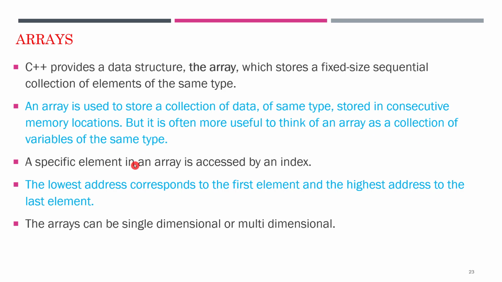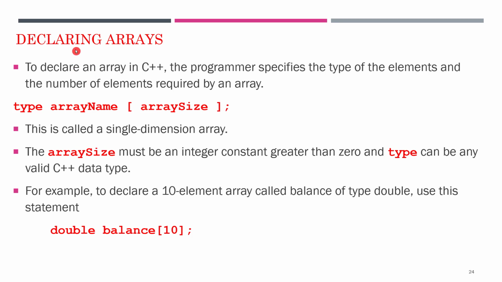A specific element in an array is accessed by an index. The lowest address corresponds to the first element and the highest address to the last element. Arrays can be single dimensional or multidimensional. How to declare an array? To declare an array in C++, the programmer specifies the type of elements and the number of elements required by an array. So this is the general syntax.